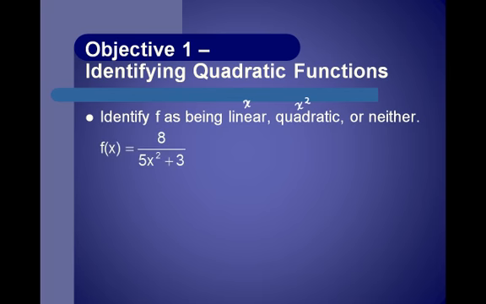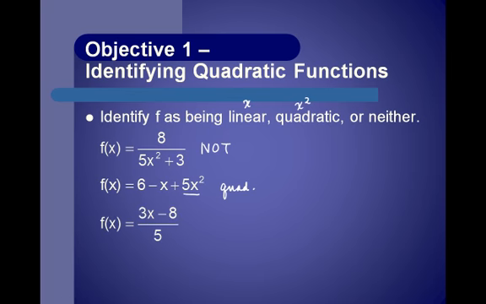So for the first one, f of x equals 8 over 5x squared plus 3, we have an x squared term, but it's in the denominator. Therefore, that is not linear, and it's not quadratic. The second one, f of x equals 6 minus x plus 5x squared, because the highest power is x squared, this one is quadratic.